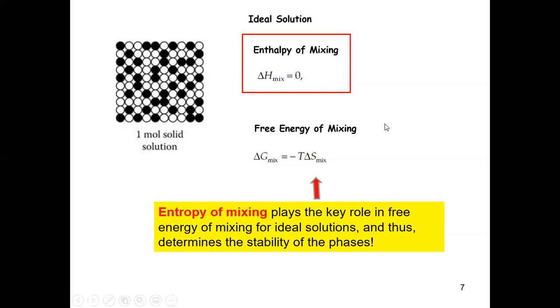Okay, so for now, the logic flow is that we want to compare the thermodynamics or the stability of the two states, and this amounts to comparing delta G mix. And for an ideal solution, we know delta G mix is directly determined by delta S mix, the entropy of mixing. So the next task for us is to find an expression or model for this entropy of mixing for the ideal solution. Okay, so that's what we're going to do.